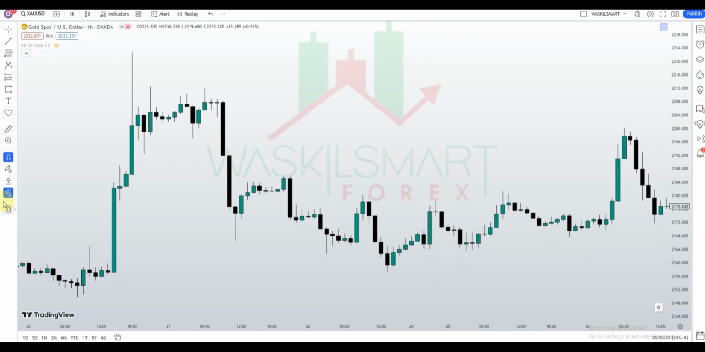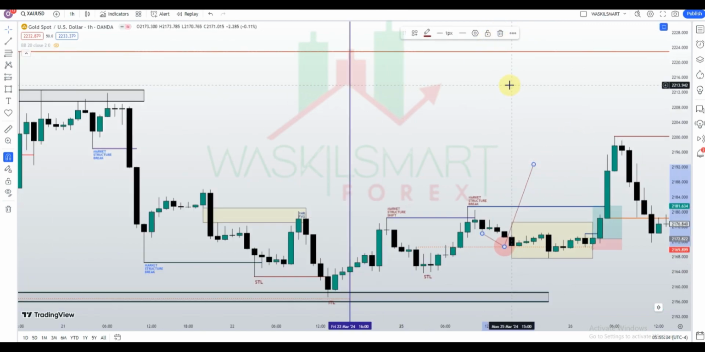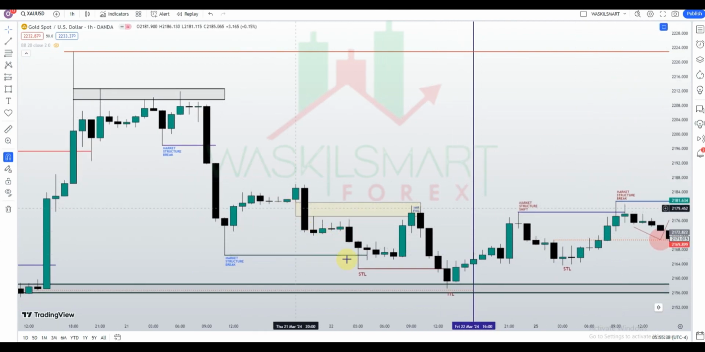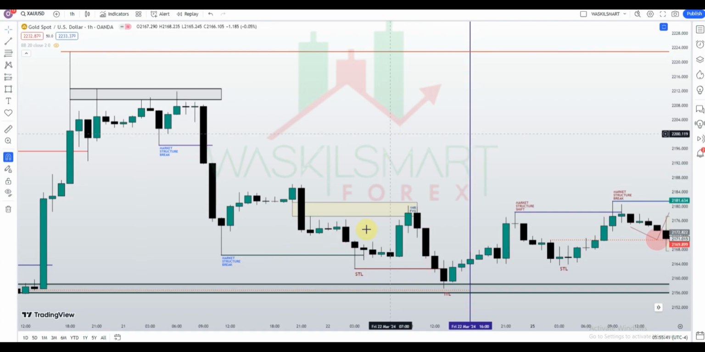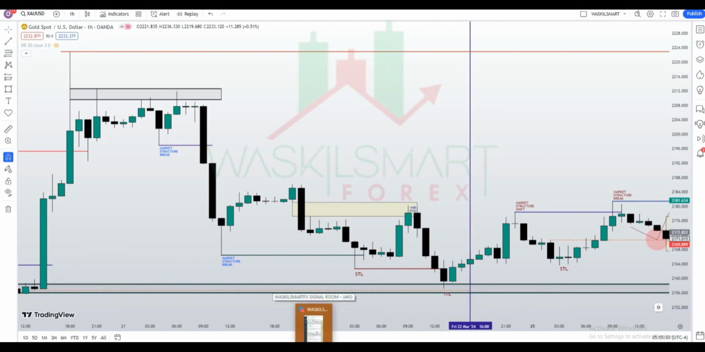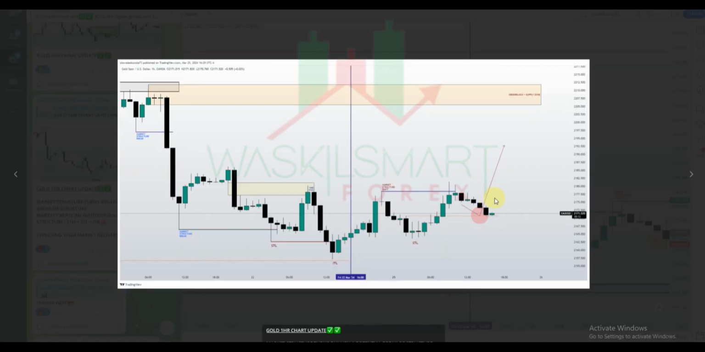So let me put on the annotations now. So these are the annotations. Let me remove this. So you can see this is it here. We're having short time low, intermediate time low, and short time low. So let me show you on my 4 hours chart. Let me show you on my Telegram channel, on this 1 hour, where I was spotting it out. So you can see it here. I saw everything.